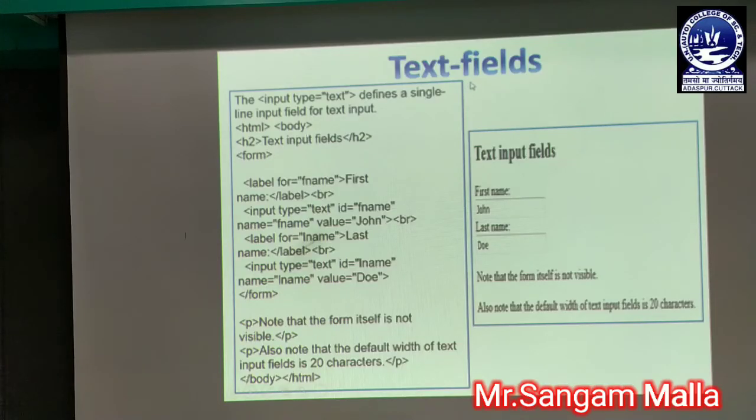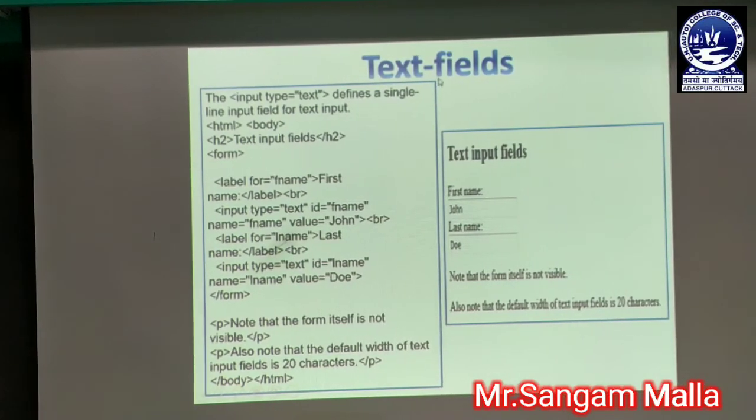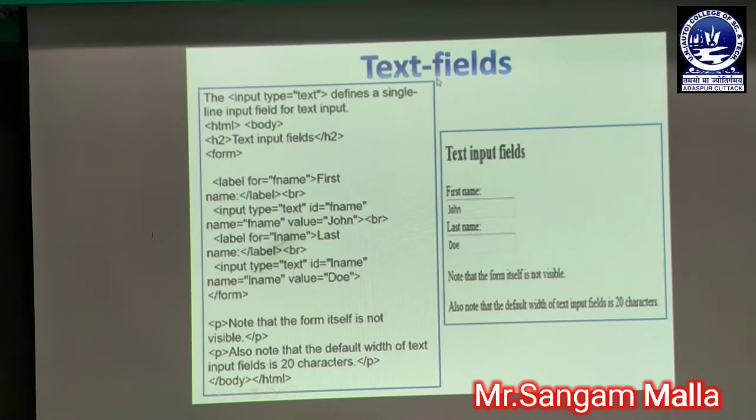So the first one is your text fields. The text field is actually used to give a text box in a web page. So whenever there is a need of giving a text box in the web page, at that time we can take the help of text field. Text field is actually a subdivision of a form tag. The input type equal to text defines a single line input field for text input. That means the text input gives a single line text field in the web page.